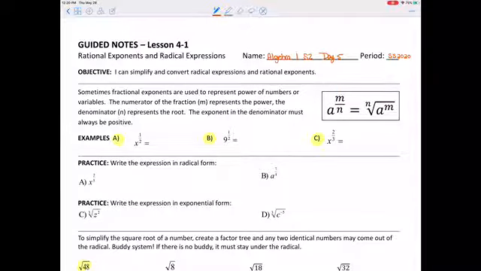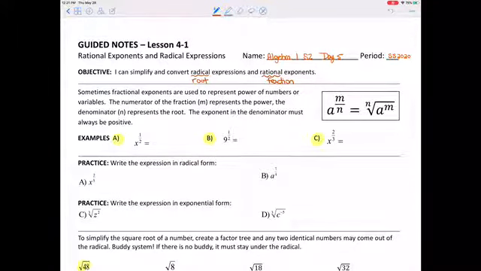Today's learning objective is to be able to simplify and convert radical expressions and rational exponents. A couple of terminology pieces. Radical means root, so this is where you're going to see square roots, cubed roots, etc. And rational means fraction. So those are going to be the terms that you're going to see as we're working our way through this. So we can use fractional exponents to represent powers of numbers or variables.